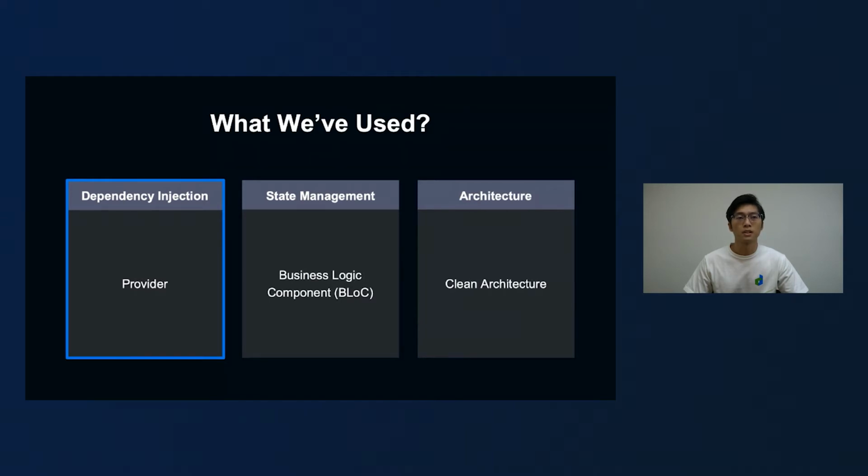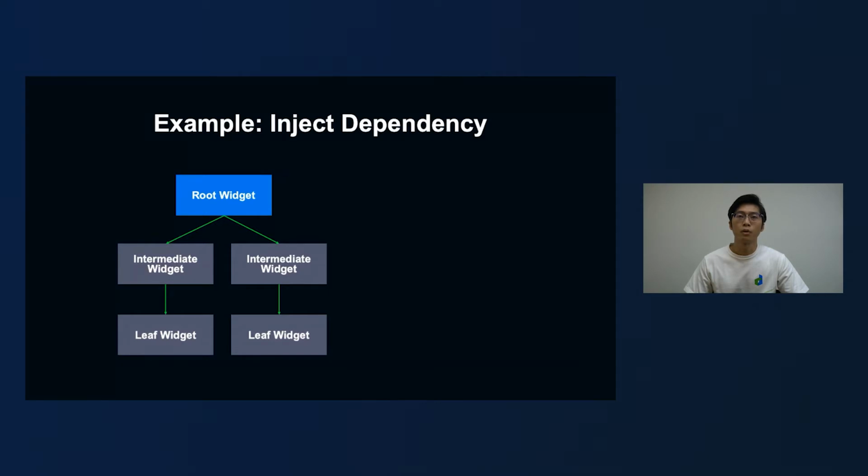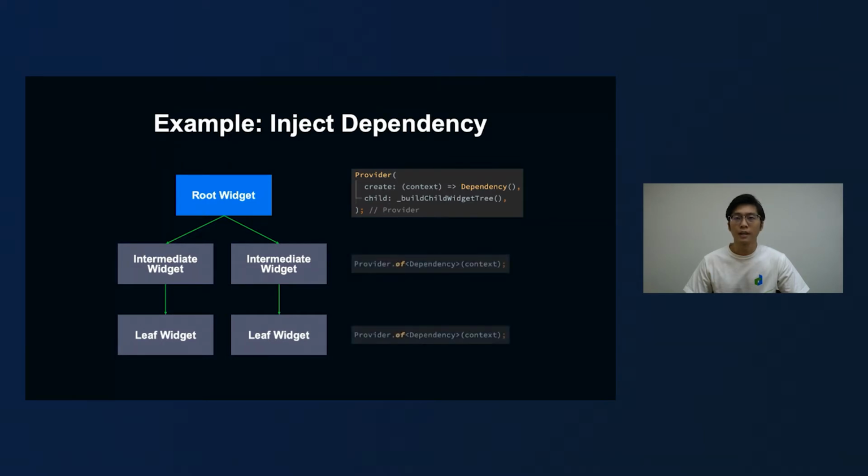The plugin we used to inject dependency is Provider. Provider is a wrapper around inherited widget to make them easier to use and more reusable. And here is an example how to inject a dependency using Provider plugin. And here's a widget tree. We have root widget, intermediate widget, and the leaf widget. Suppose we want to provide dependency in the root widget. We can use the Provider plugin to provide a dependency. And then no matter the intermediate widget or the leaf widget can access the dependency provided by the root widget directly.